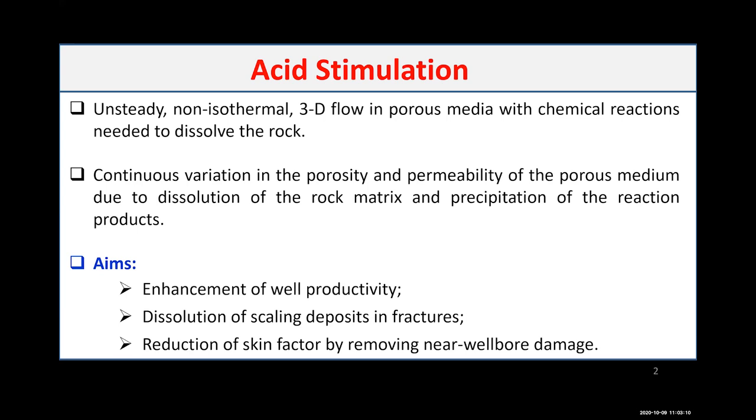The acid reacts with the rock, and you will have some rock dissolving. So we're expecting increasing the porosity. That will lead to increasing the permeability. However, as in any reaction, you will also have a reaction product. And the reaction product sometimes will be completely soluble, and other times will not be soluble. So we'll have some precipitation of the reaction product. This will also reduce the porosity and will affect the permeability. So all the time during the acidizing we will have both increase in the porosity and permeability, and at the same time reduction in the porosity and the permeability.